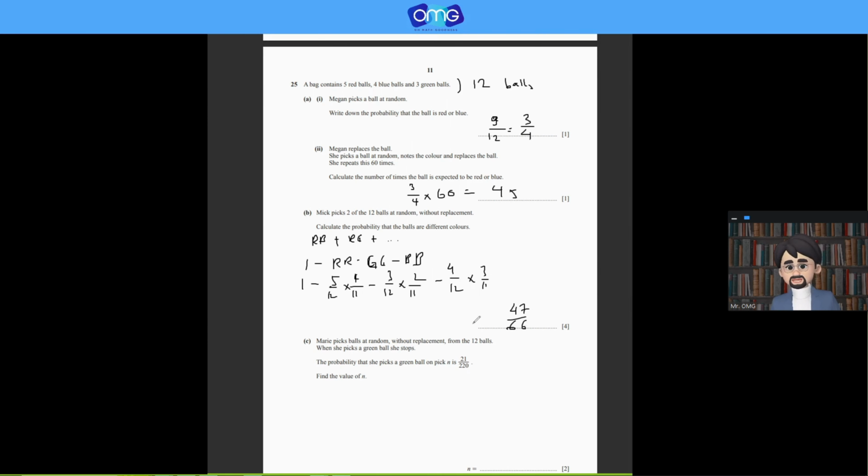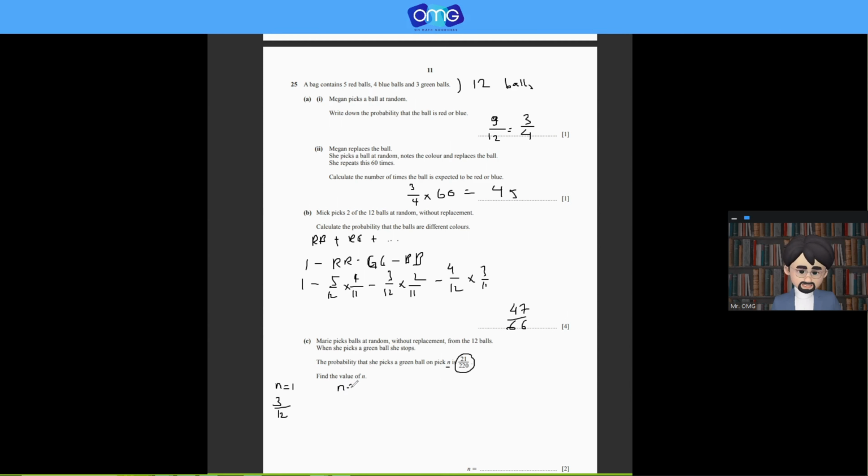And C, Mary picks the ball without replacement. She picks the ball until she takes green. The probability she picks a green ball on pick n is this much. Find the value of n. Let's assume n equals 1. When she picks, she already gets a green ball and then she stops. n equals 1, that will be 3 over 12, and that's not the answer, because the probability is supposed to be 21 over 220.